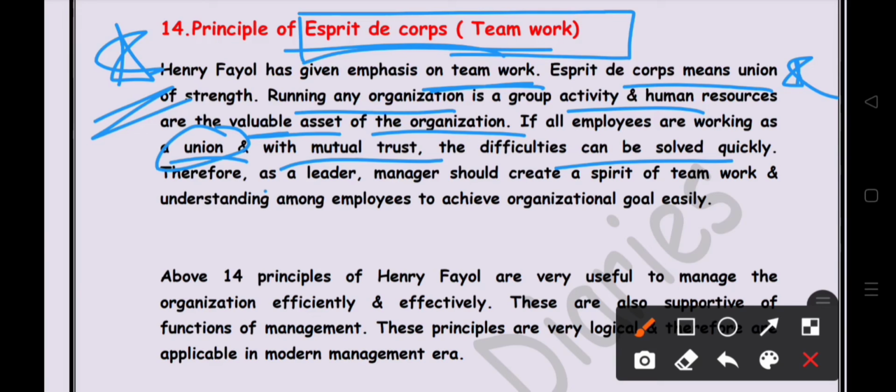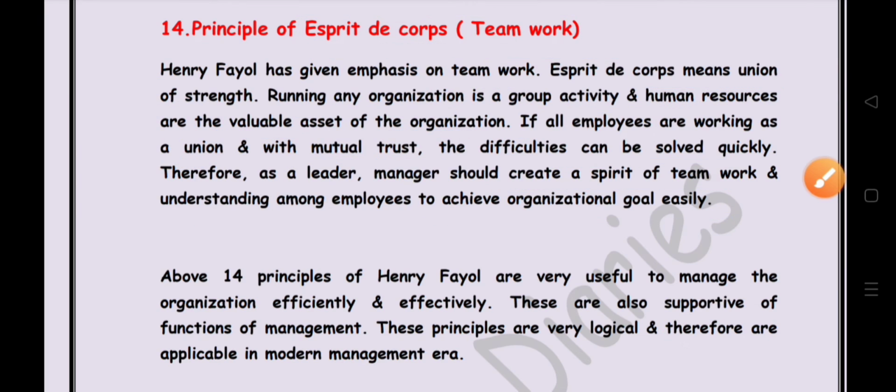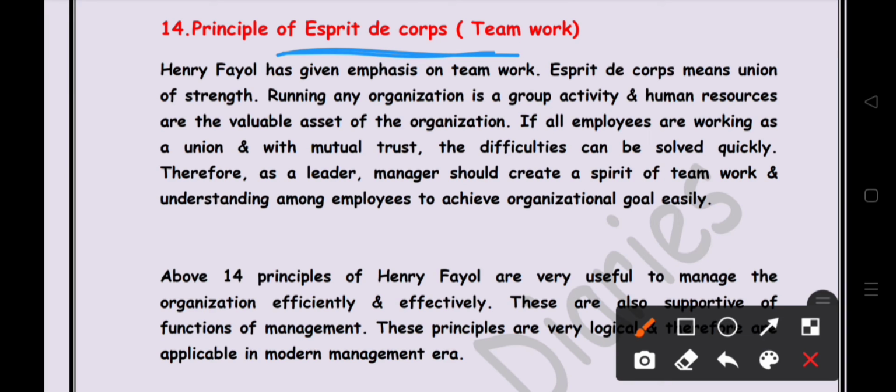Therefore, as a leader, the manager should create a spirit of teamwork and understanding among the employees to achieve the organizational goal easily. Okay, so Esprit de corps means a manager should encourage the employees for teamwork. He should build rapport among all the employees and keep them in a group.